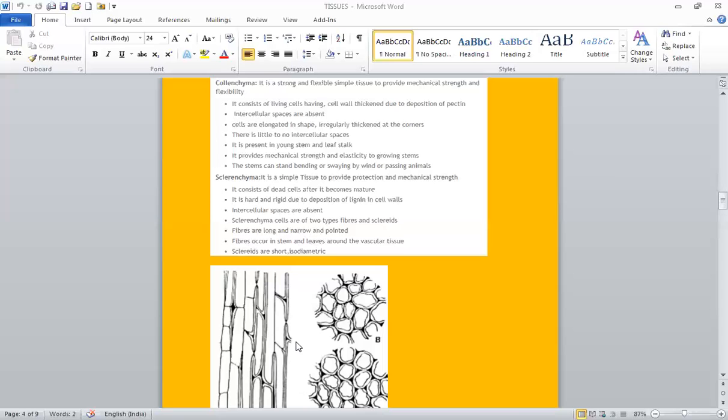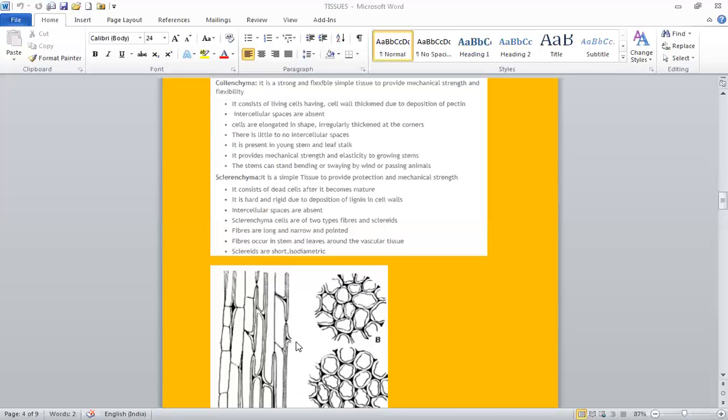And what is this lignin? Lignin is a cement-like hardening material. It is a chemical substance which acts as a cement. It makes the cell hard and impermeable to various substances.